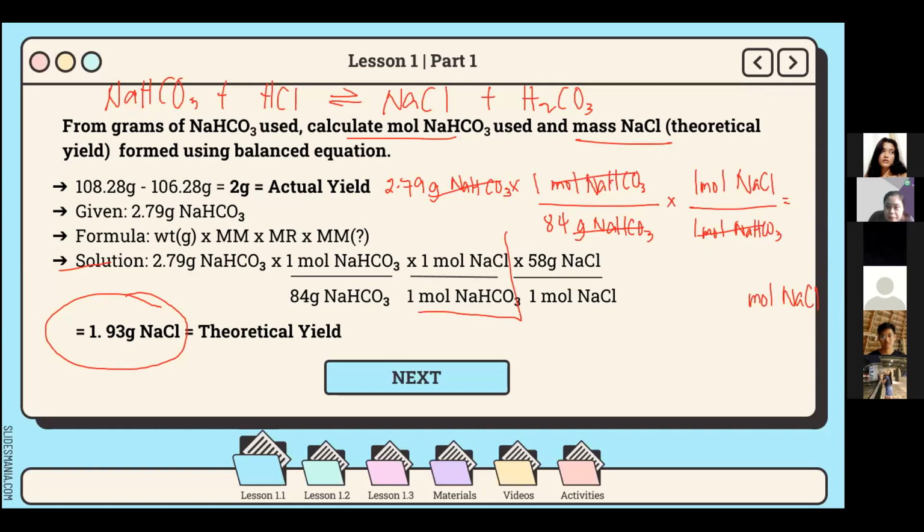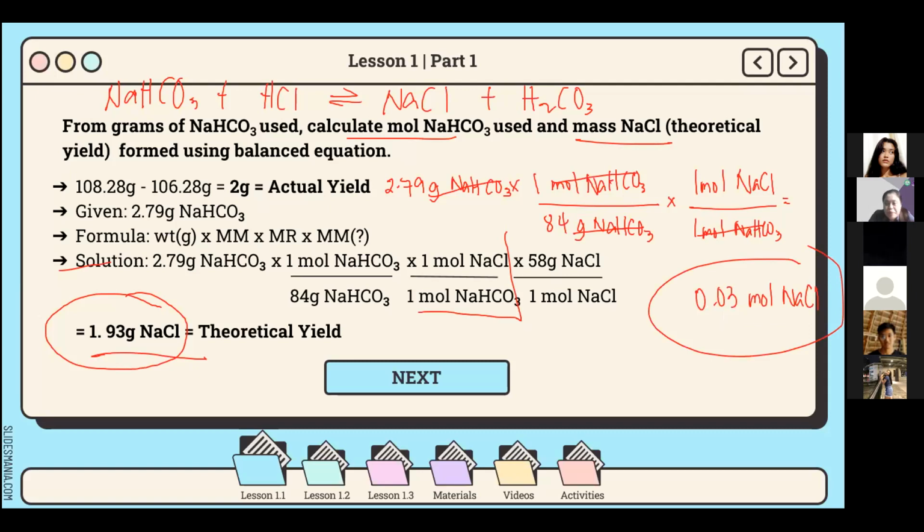2 decimal places, meron dapat kayong sagot dyan na 0.03 moles of NaCl. Okay? So yun lang yung kulang sa report. I just don't know in your submission if nasali ba ito. You have questions regarding this one? Or clarifications? Ito yung theoretical yield ha.